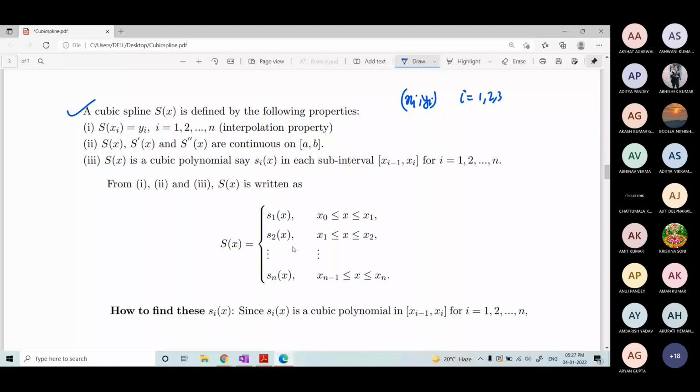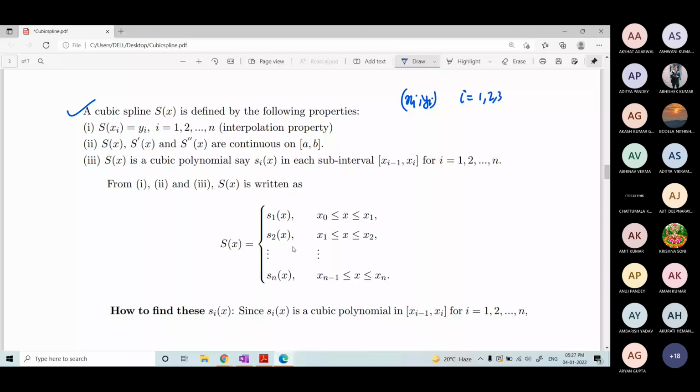The third property is that s of x is a cubic polynomial. In each subinterval we'll have a cubic polynomial. If you write s of x in piecewise form, s of x will be s1 of x, some cubic polynomial in the interval x0 to x1, s2 of x, another cubic polynomial in the interval x1 to x2, and so on up to sn of x, another cubic polynomial in the interval xn minus 1 to xn. So how to get these small s1x, s2x, snx? What is the formula for them? We need to derive that.